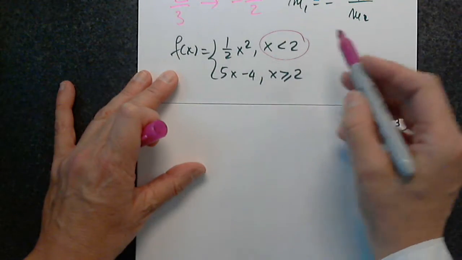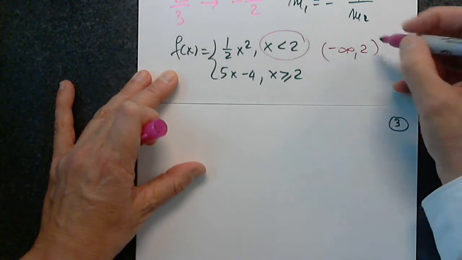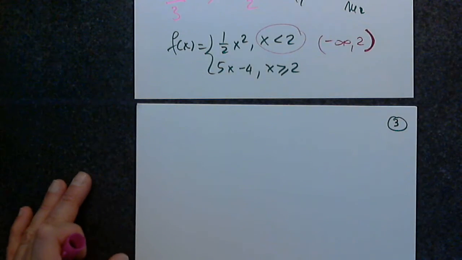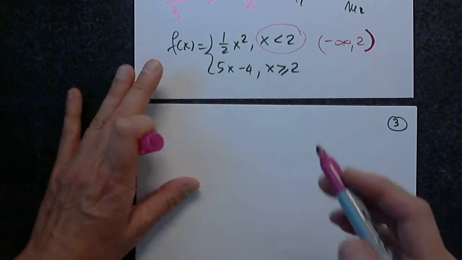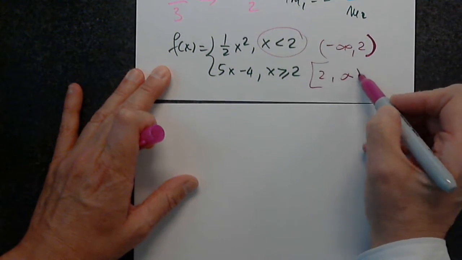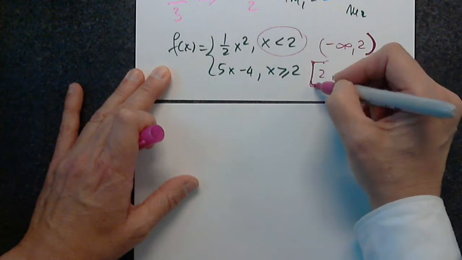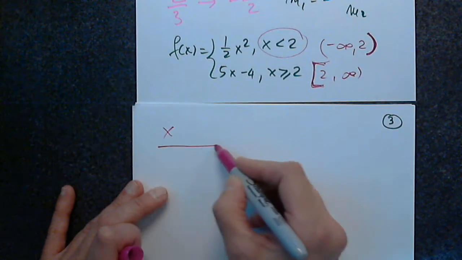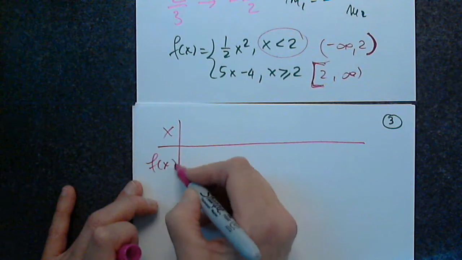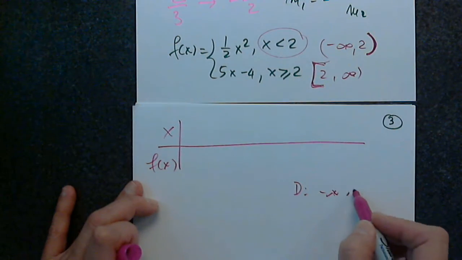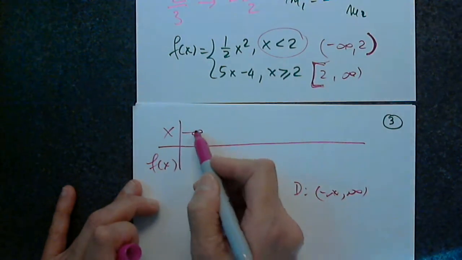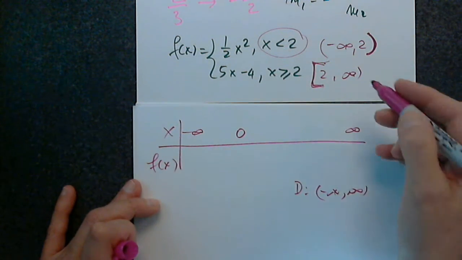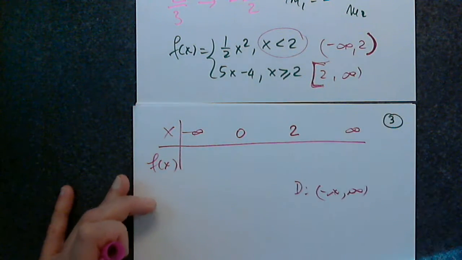I prefer changing this into negative infinity to 2, only because it tells me that the parenthesis will face left under 2. This one changes into the interval notation showing the bracket facing right. And I see that the function is defined everywhere, so the domain is all real numbers, negative infinity to infinity. I have to have 0. 0 will always be in the table. In this case, the key value is 2.